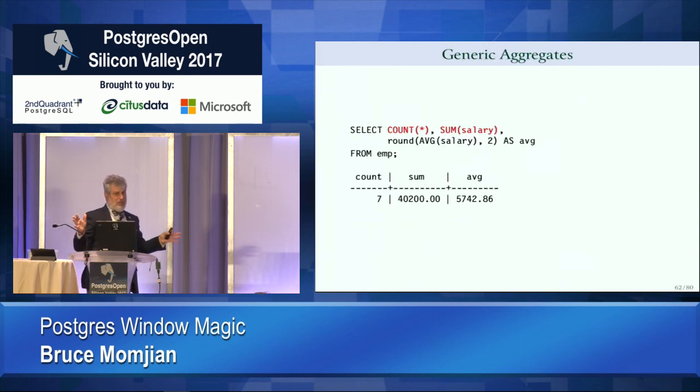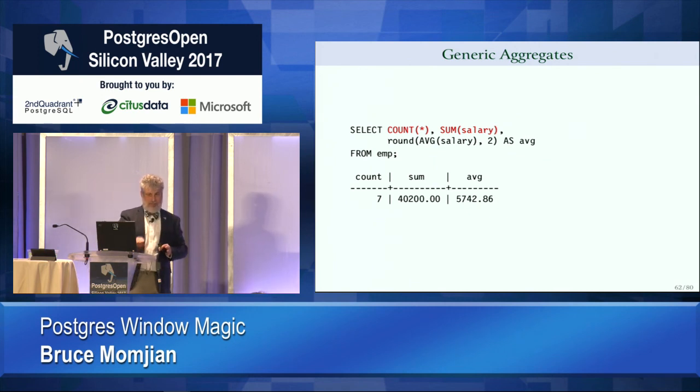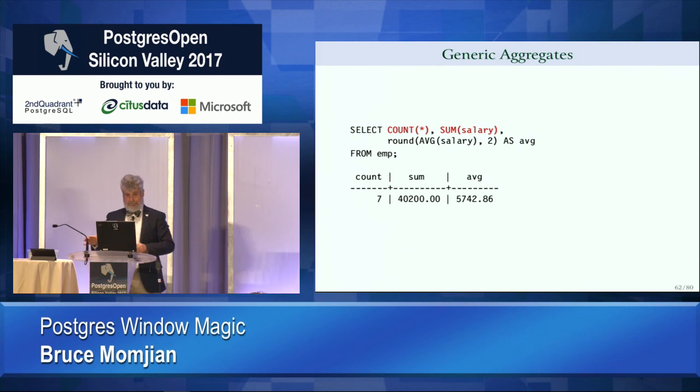So first, let's run a generic aggregate. This isn't using window functions at all. It just says how many employees do I have? What's the total salary and what's the average salary? Very straightforward. No window functions, nothing.